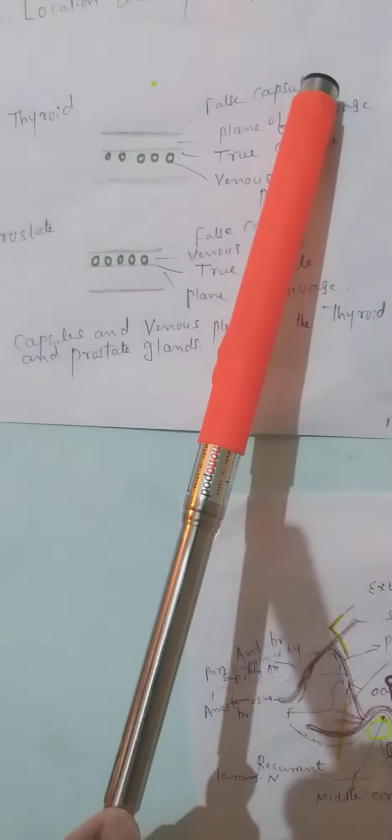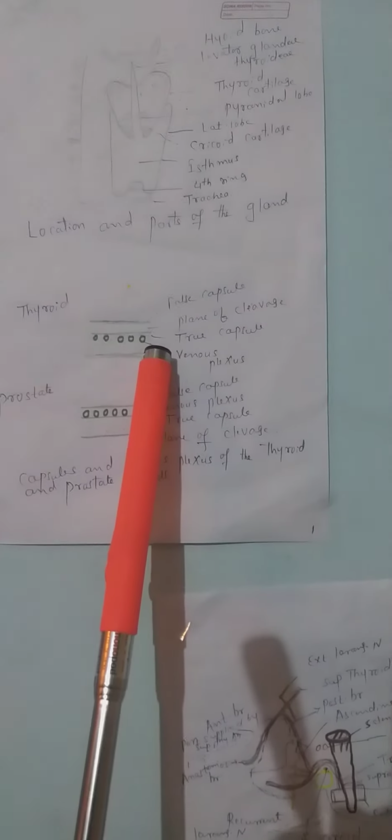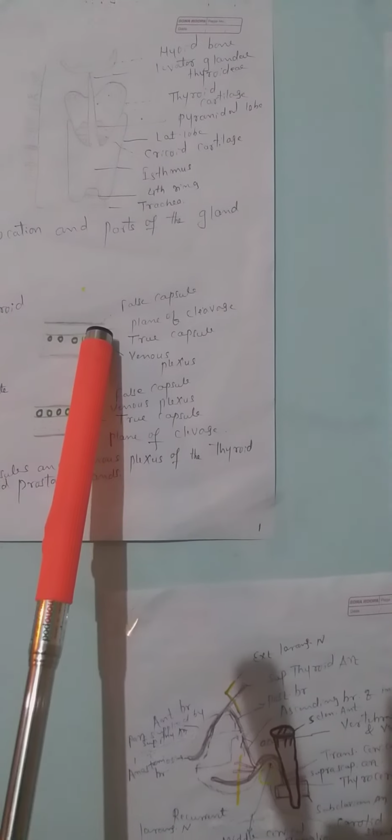The false capsule is condensed connective tissue. The true capsule is nothing but the prevertebral fascia, and it is thickened to form a ligament called the suspensory ligament of Berry. And there is a venous capsule.